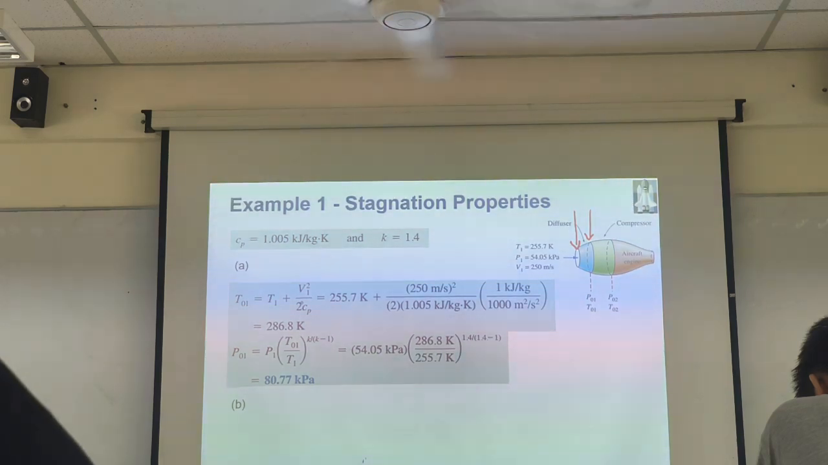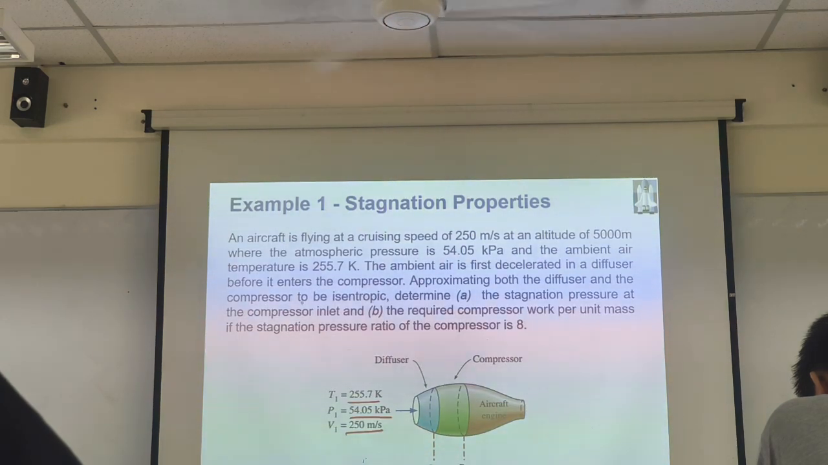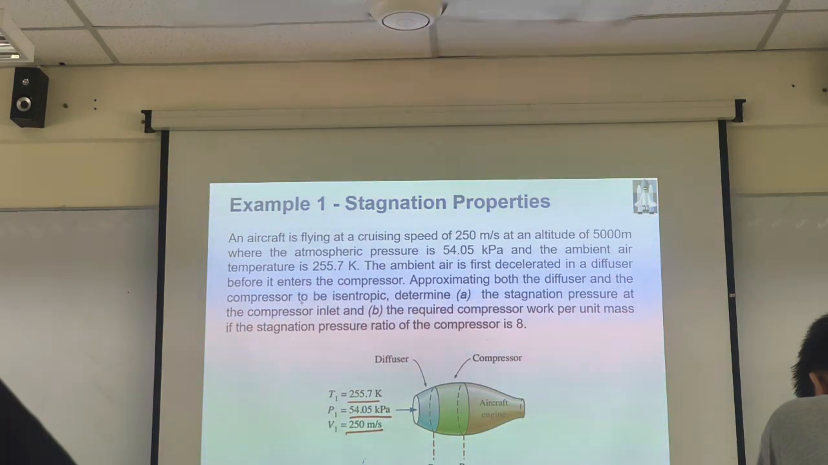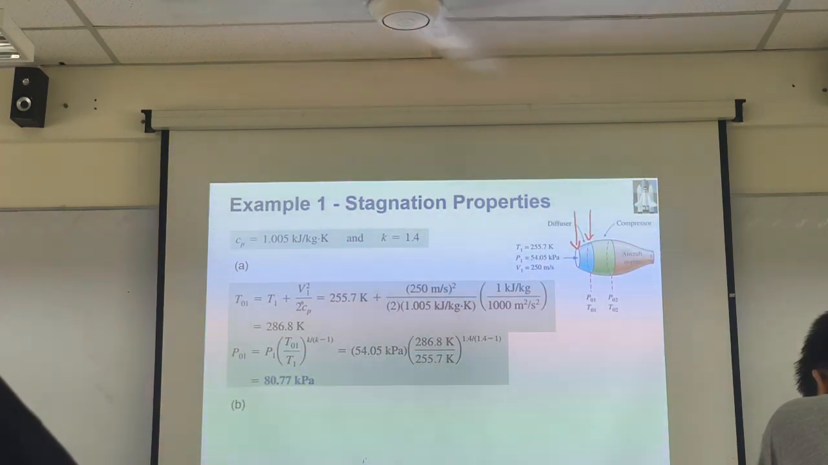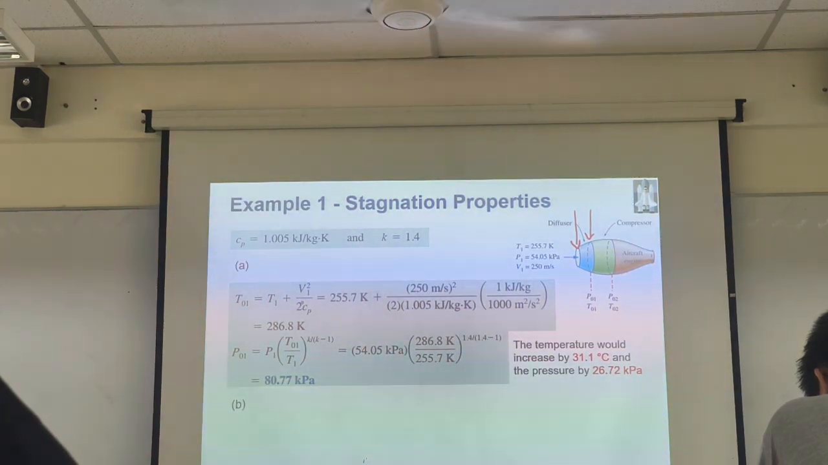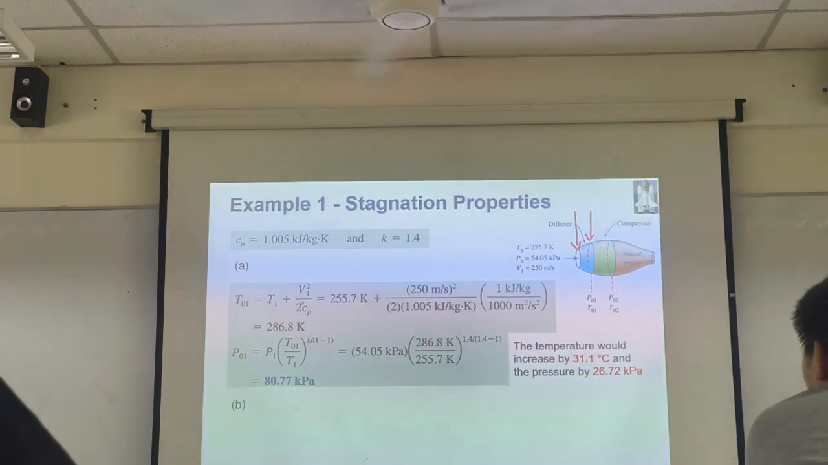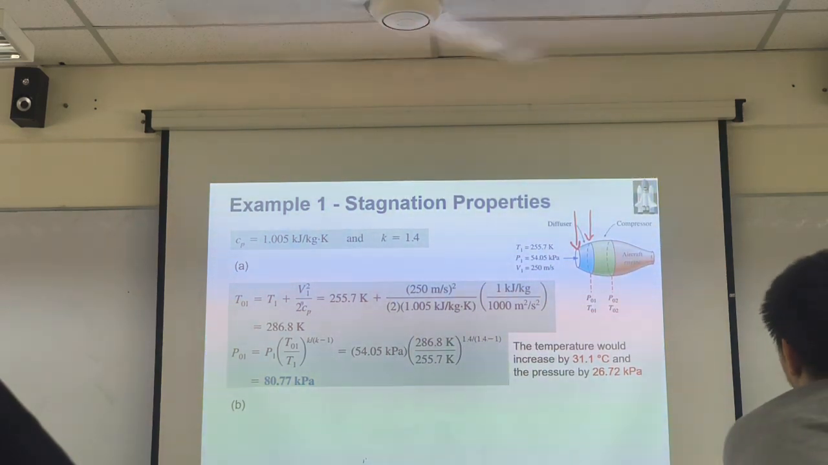So same thing. When it comes to part B, it is a different case, meaning the outlet of the compressor. Part B asks for the required compressor work per unit mass, and the pressure ratio is 8. You are given the pressure ratio, and you need to find the compressor work. So this time you can use T01 for the answer. The temperature increased by 31.1 degrees Celsius compared to the original temperature, and the pressure increased by 26.7.